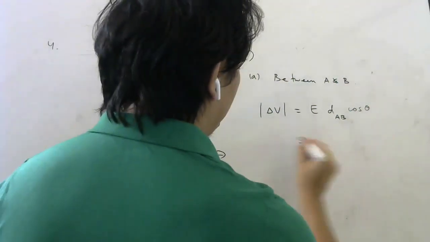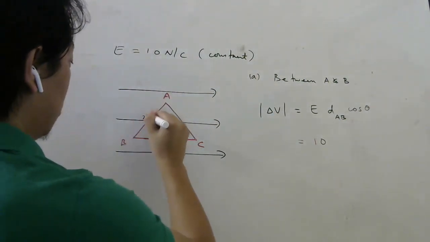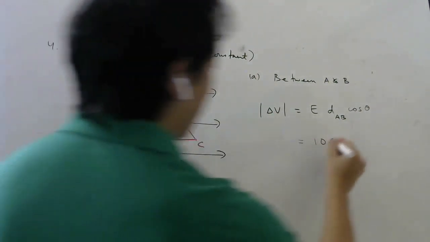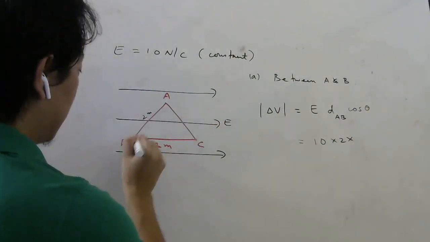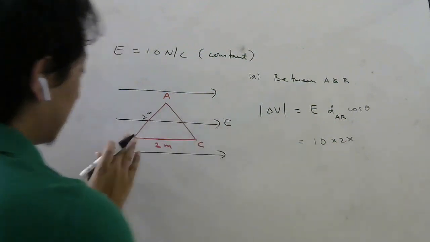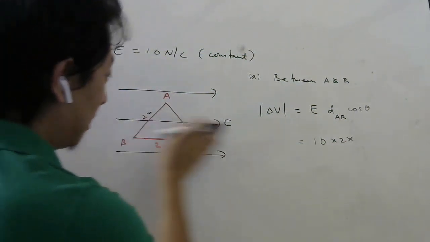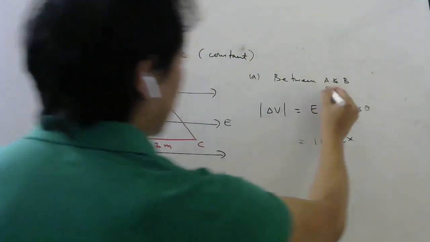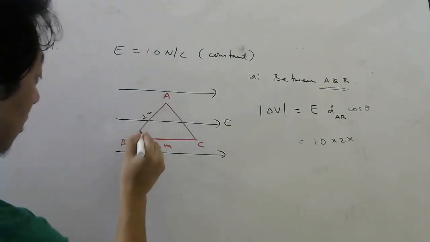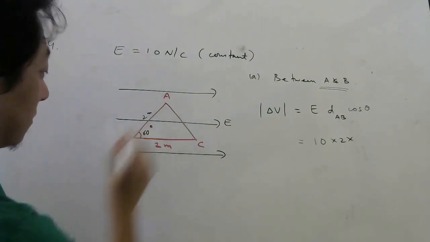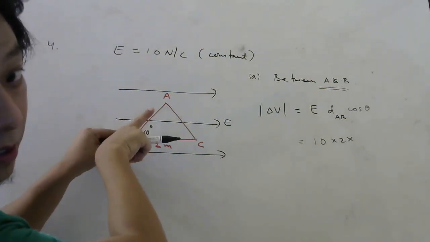Now look carefully. The E value is how much? 10. This is how much? This is also 2 meter. This is the displacement magnitude. Theta is the angle between the electric field and this displacement. So the electric field is here, the displacement is here, remember, not here. Be careful, students: the electric field is here, but for these two points A and B, this is the displacement. So your angle is 60 degree. Understood?